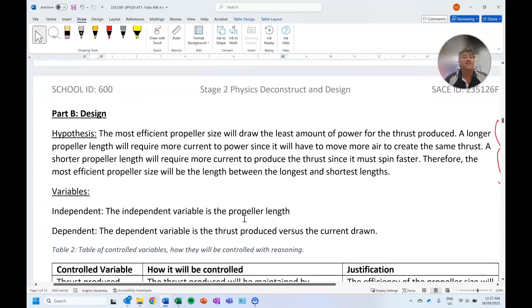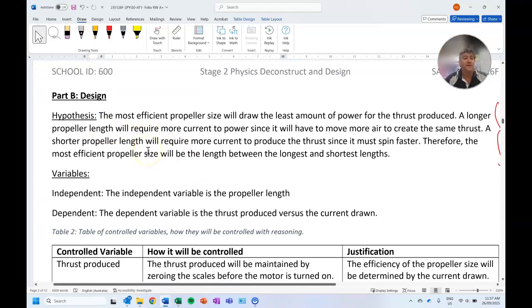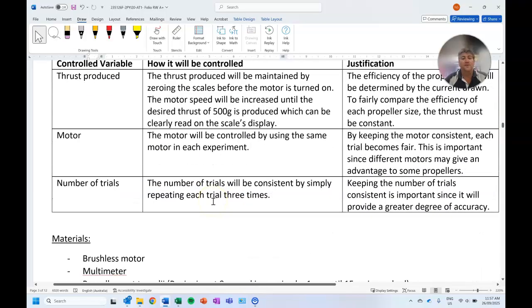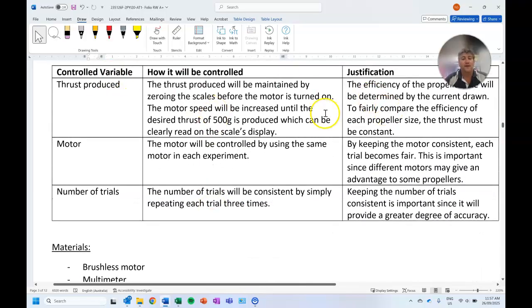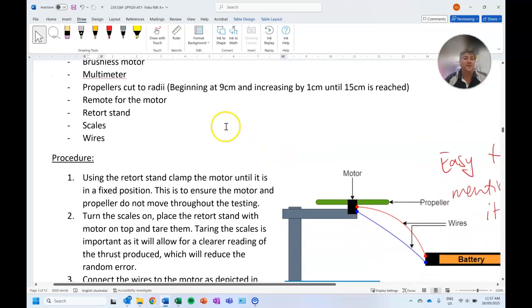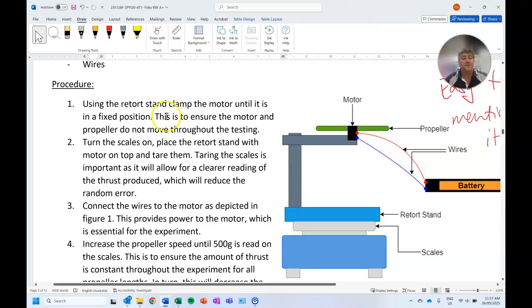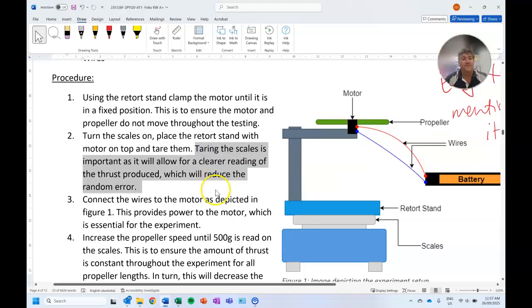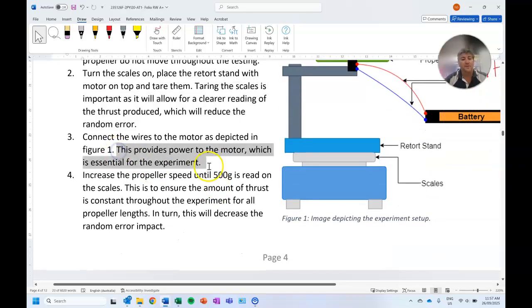Then he's gone through and designed. So he's got a hypothesis, he's got some variables, he's got some controlled variables and why or how they're going to be controlled. Then he's gone through, here's the equipment, here's my procedure, and you'll notice this is to ensure such and such. Taring the scales is important as it allows for such and such. This provides such and such. This is to ensure, and so on.